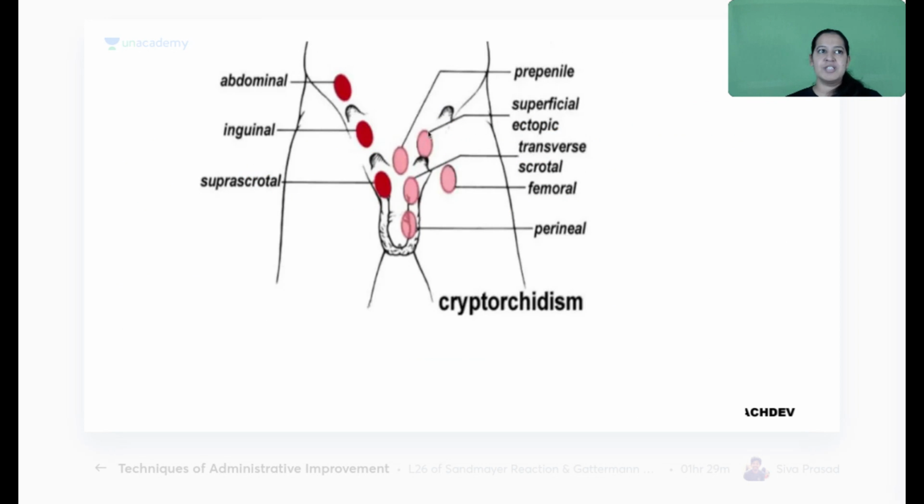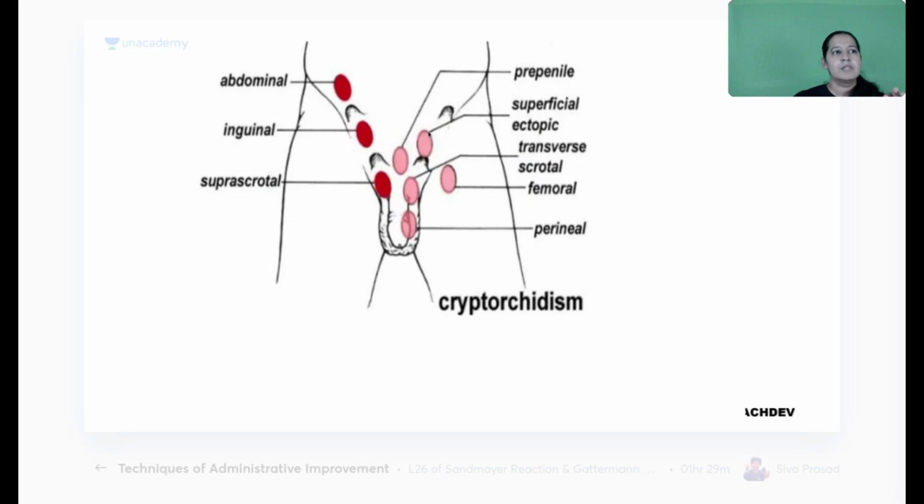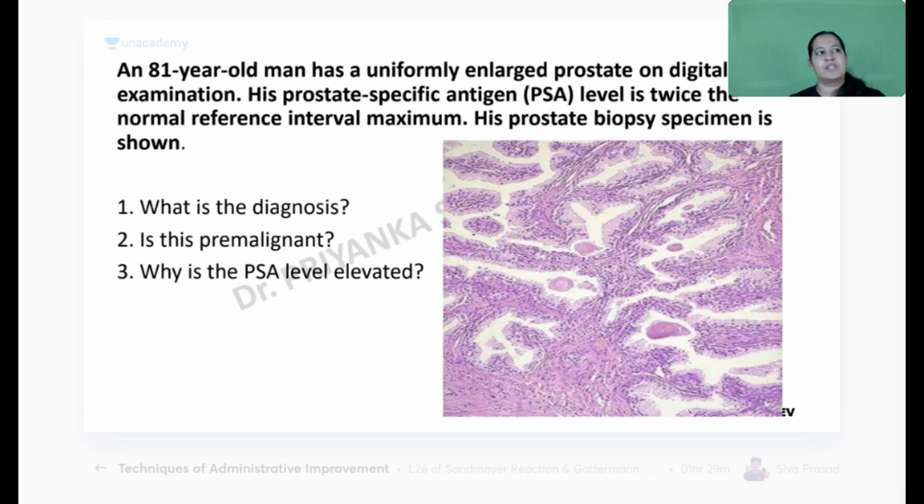So you know what is cryptorchidism? It is complete or partial failure of the abdominal testes to descend into the scrotum. So this is the normal position of the testes, and here it is developed. Normally it descends down. If it doesn't descend, it remains there only, or it stops somewhere along the way. So it is known as cryptorchidism.